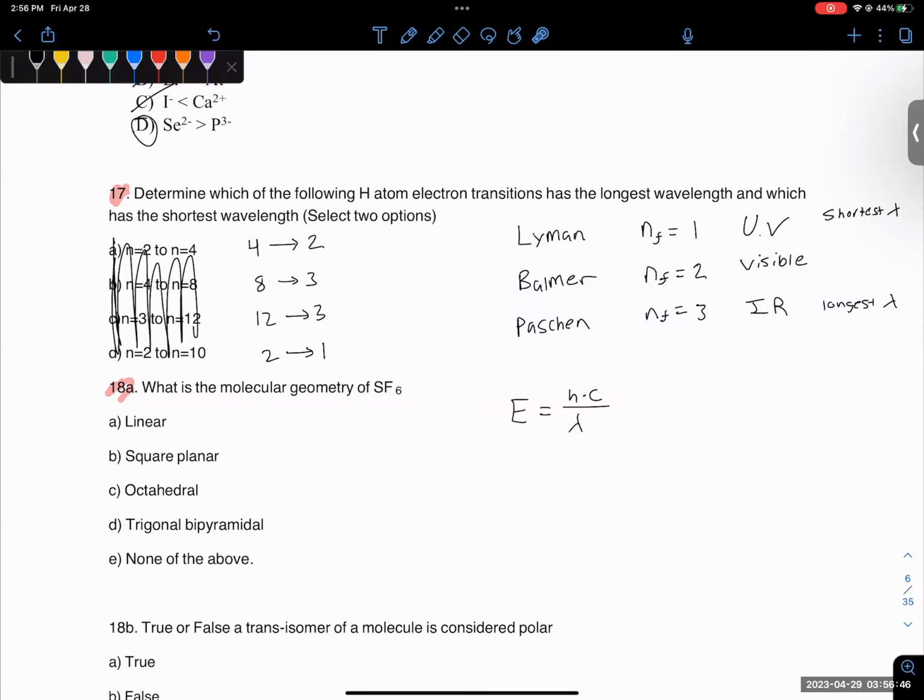We're looking for something that is a Paschen series transition, so the final n value is 3, and that's either these 2, right?